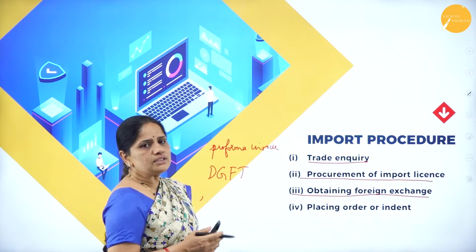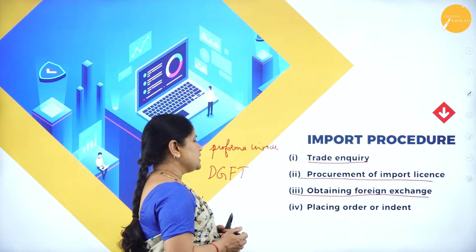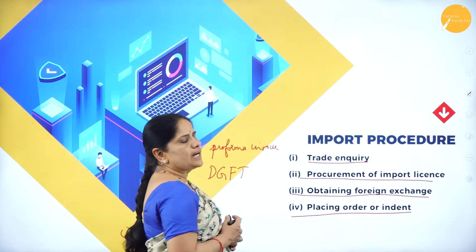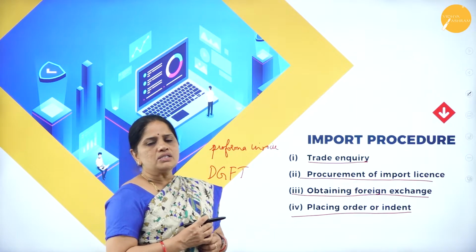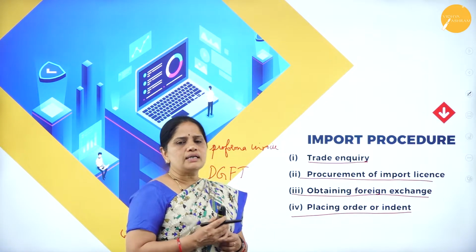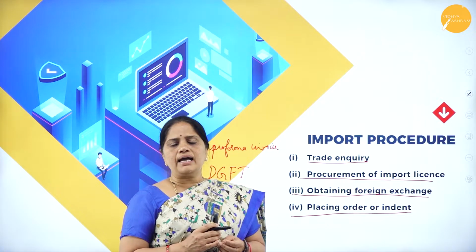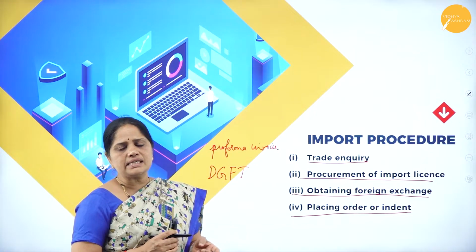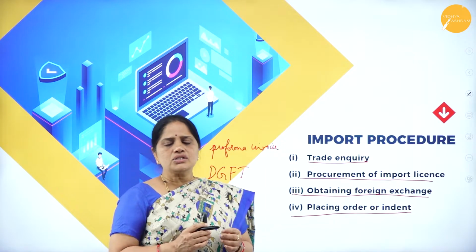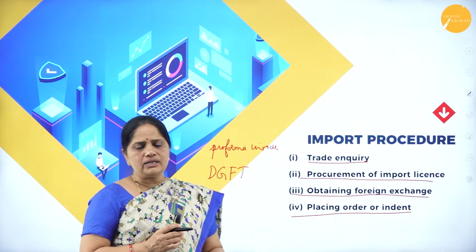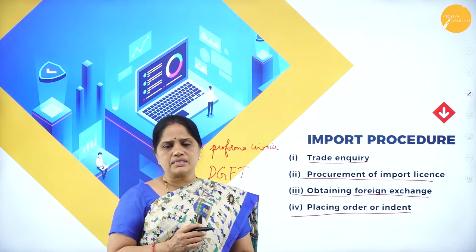Now, the fourth step in the import procedure is placing an order or indent. So, this becomes very, very important. Once the importer has got the import license and he has got sanction from the RBI, the next step is placing the order or indent. So, the importer will place the order or indent to the exporter in the prescribed form.